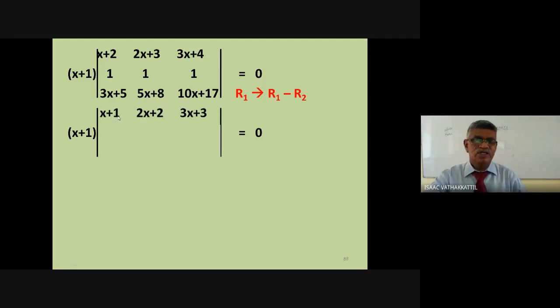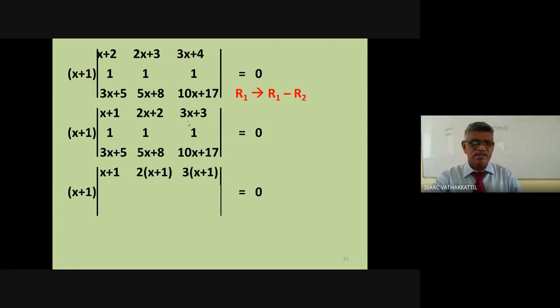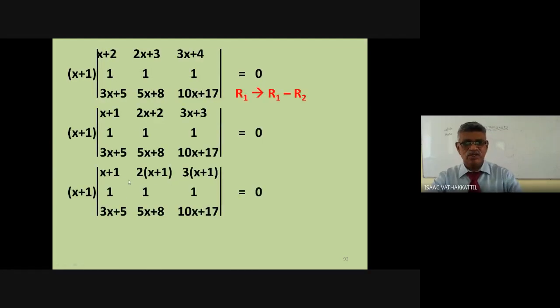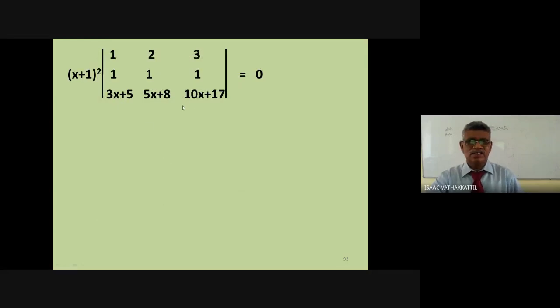From this it will be x plus 1, 2 into x plus 1, 3 into x plus 1, remaining as it is, and there x plus 1 is taken common from the first row, remaining them as it is. We take x plus 1 common from the first row. I get x plus 1 whole squared outside. Is it okay? X plus 1 taken out. 1, 2, 3, 1, 1, 1, and the third row as it is.